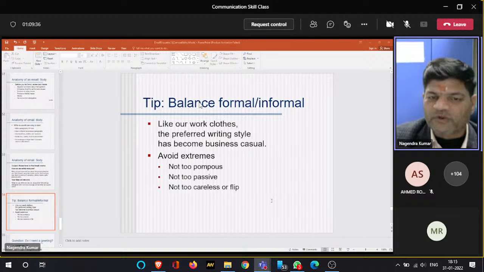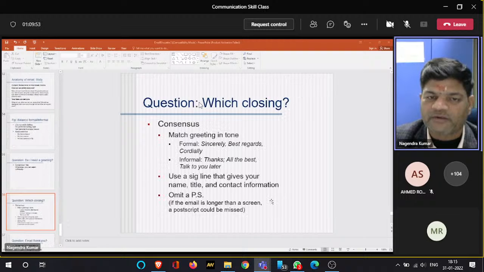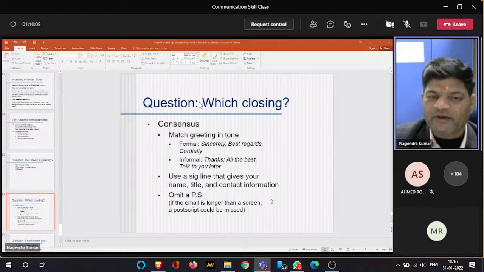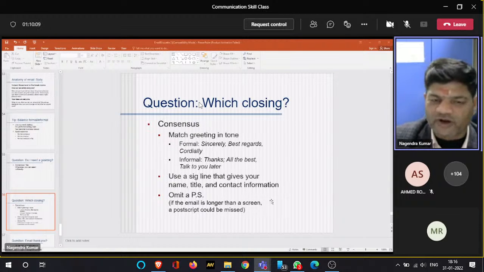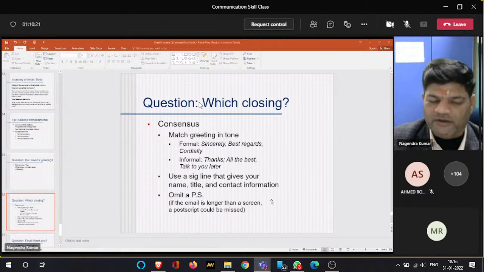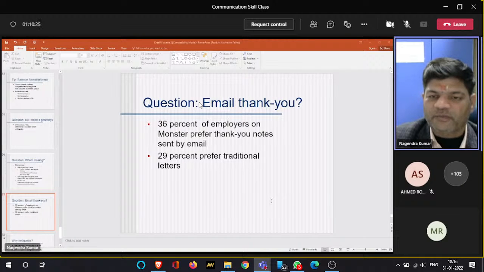Like our work clothes, the preferred writing style has become business casual. So avoid extremes, not too pompous, not too passive, not too careless. It should be something like a golden mean between formal and informal. Do I need a greeting? Consensus is yes, otherwise you can seem unfriendly. Consensus is to match the greeting in tone. Formal: sincerely, best regards, cordially. Informal: thanks, all the best, talk to you later. Use a signature line that gives your name, title and contact information. As I said, 36% of employers on Monster prefer thank you notes sent by email, and 29% prefer traditional letters.